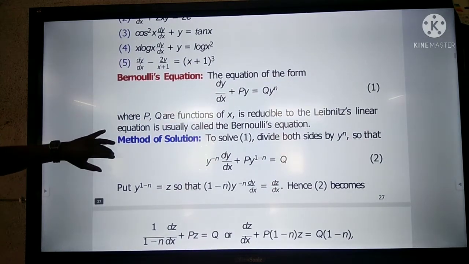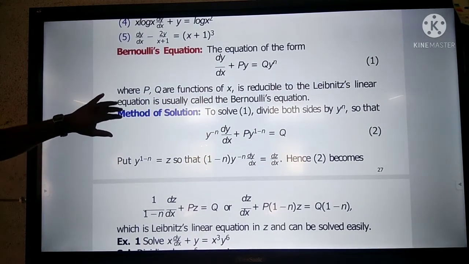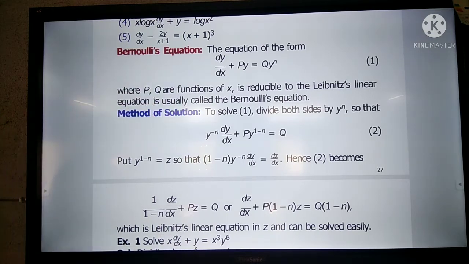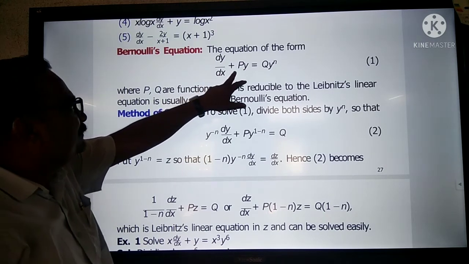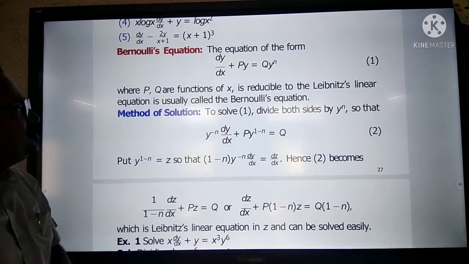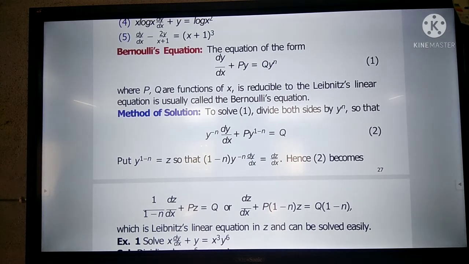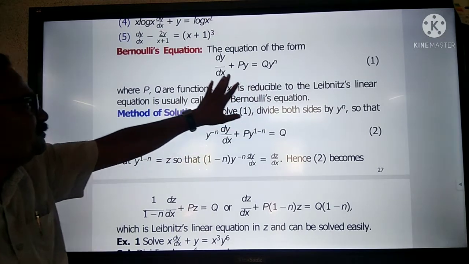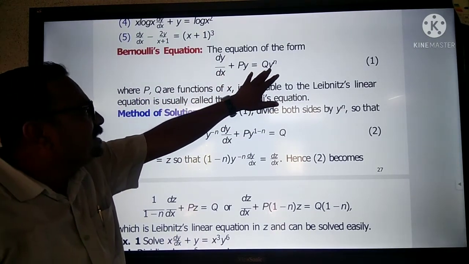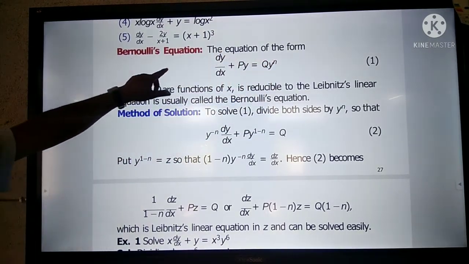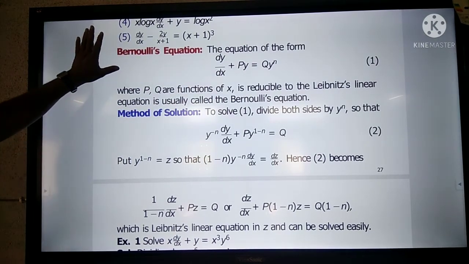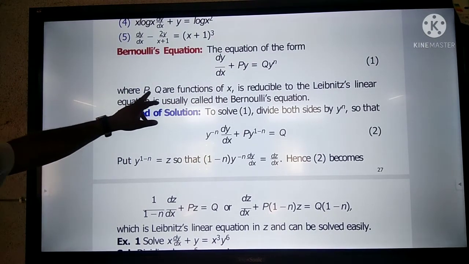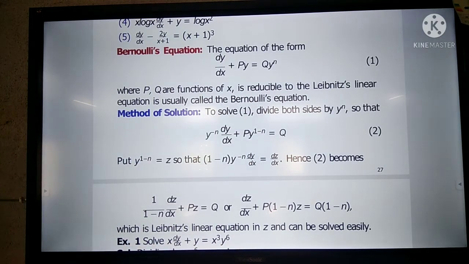If possible, solve it. The next type of differential equation is the Bernoulli's differential equation. See, Bernoulli's differential equation is of the type dy by dx plus py is equal to q into y raised to n. Linear is dy by dx plus py is q. Here the right hand side is q into y raised to n. This type of differential equation is called the Bernoulli's differential equation. P and q are functions of x only. So remember this is a Bernoulli's differential equation.